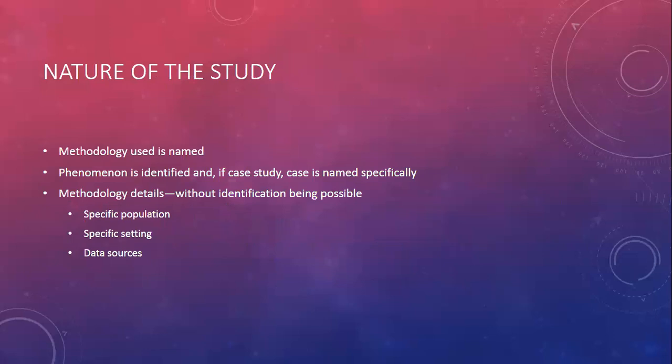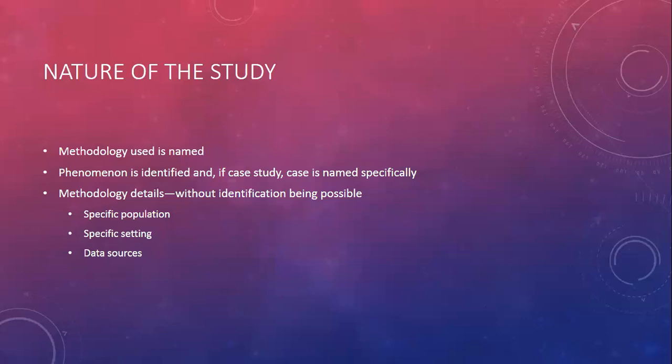You're going to give us a few details about the methodology without identifying the location where you're going to do your study. So you're going to talk about the kind of population, the kind of setting, the data sources that you're going to use. That's to give us an overview of what you're thinking of doing.